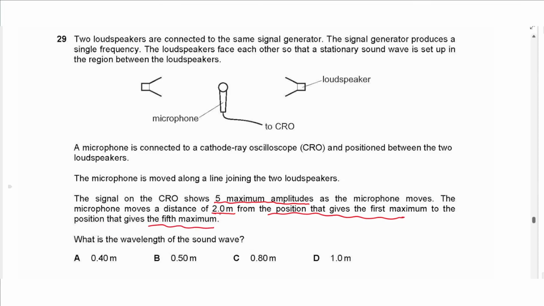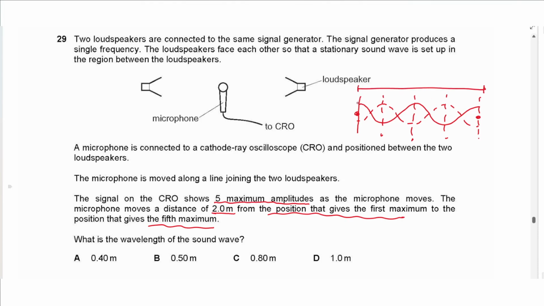fifth maximum. So if we draw the waves like this, we have the standing wave like this, and we draw the closing of the loops. So we have nodes and antinodes. So we started at the first antinode. The second antinode is here, third is here, fourth is here, and fifth is here. So that's from the first to the fifth antinode. And this whole distance is 2 meters.